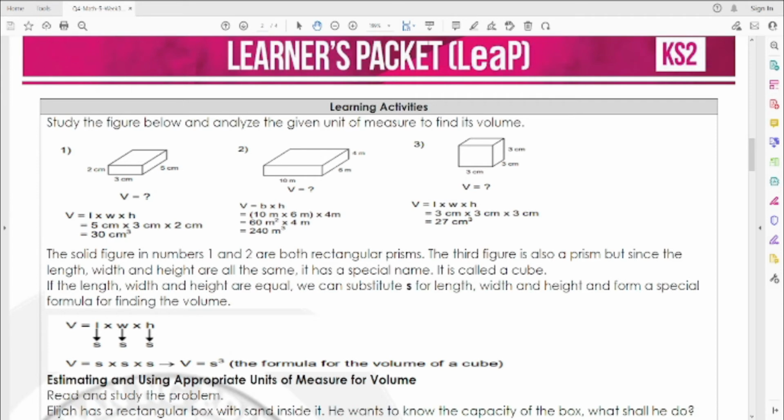And for number 3, we're looking for the volume, and this is an example of a cube. So length, width, and height are all equal to 3. So 3 times 3 times 3, the answer is 27. And all the units are in centimeter, so we put cubic centimeter.